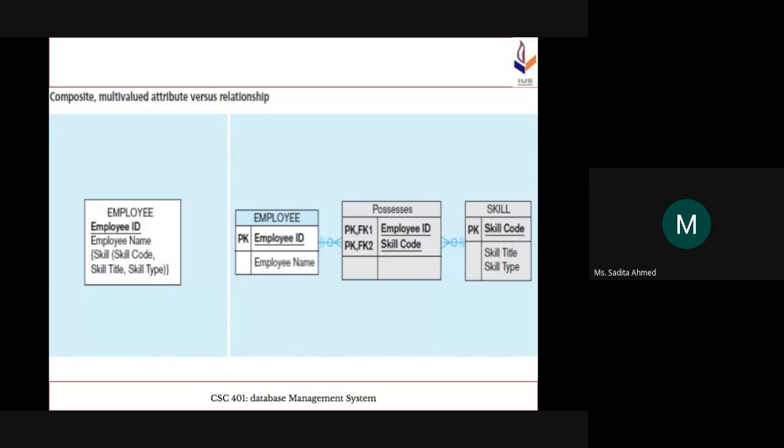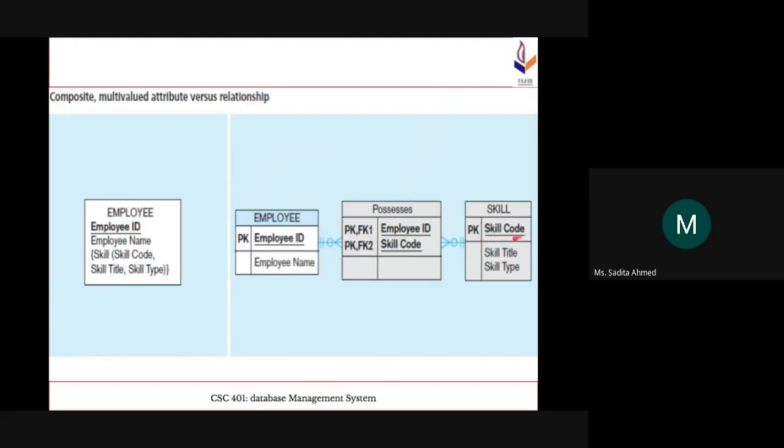And next, what can we do? We can create a new table to represent the relationship between employee and skill, the fact that an employee can have multiple skills. We can do that. Also, by the way, the possesses entity that we brought in the middle to represent the relationship, we can remove it completely and keep the employee ID in skill itself if we want.